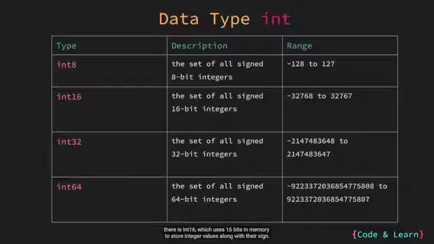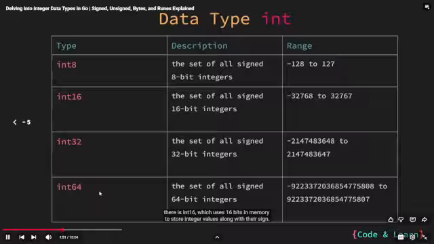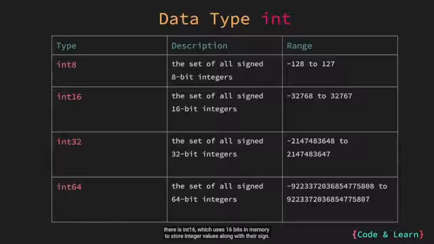Similar to int8, there is int16, which uses 16 bits in memory to store integer values along with their sign. Again, the first bit is used to store the sign of the integer value, and the rest of the 15 bits in memory are used to store the value of the integer. The range of values that you can store in an int16 data type is between minus 32768 and positive 32767.